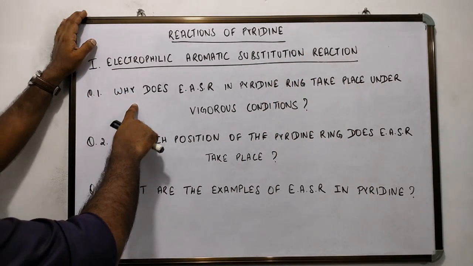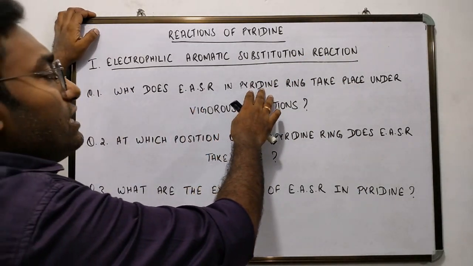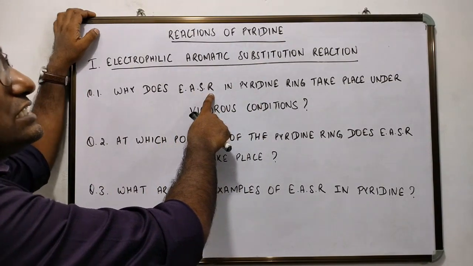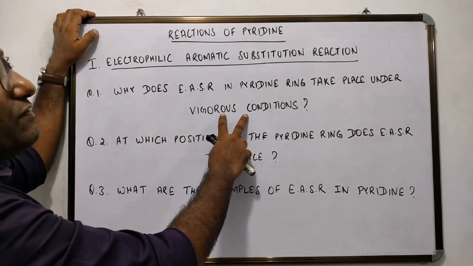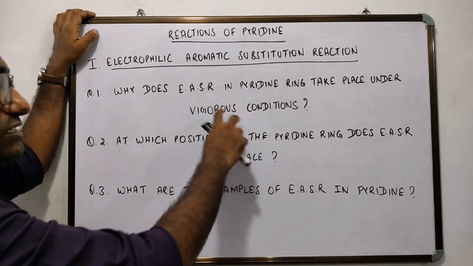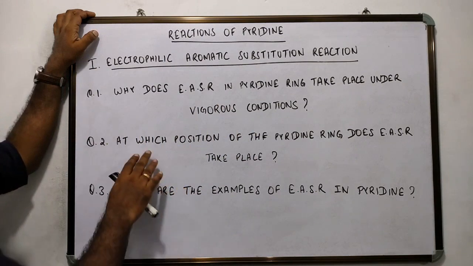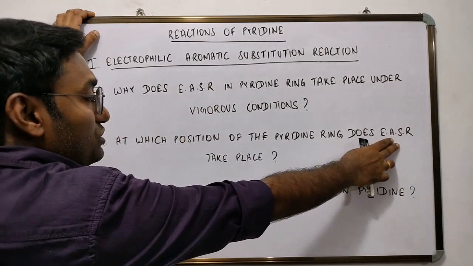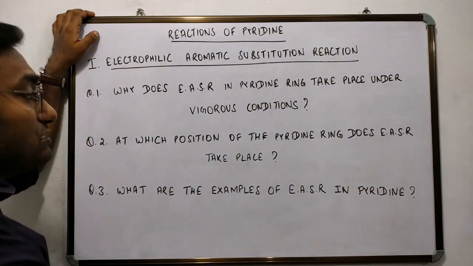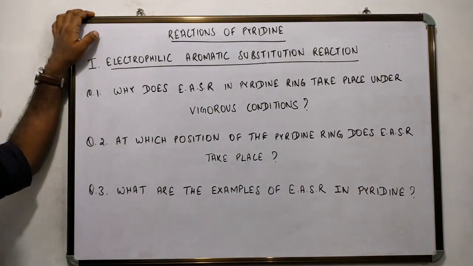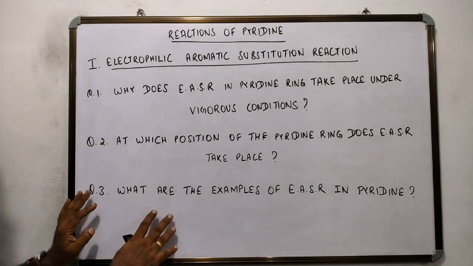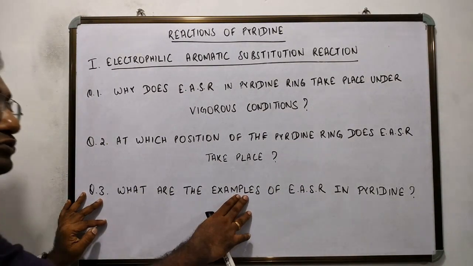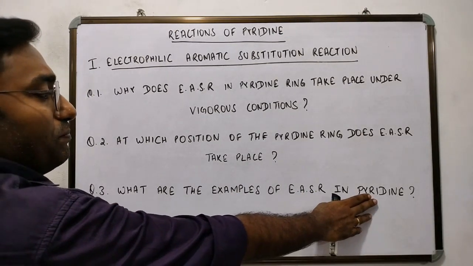Question number 1. Why is it that pyridine undergoes electrophilic aromatic substitution reaction only under vigorous conditions? Question number 2. At which position does electrophilic aromatic substitution reaction take place for the pyridine ring? And question number 3. What are the examples of electrophilic aromatic substitution reaction in the pyridine ring?